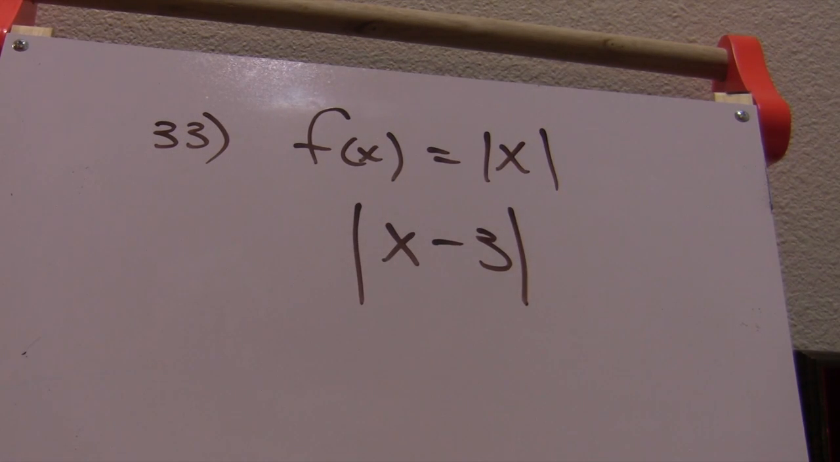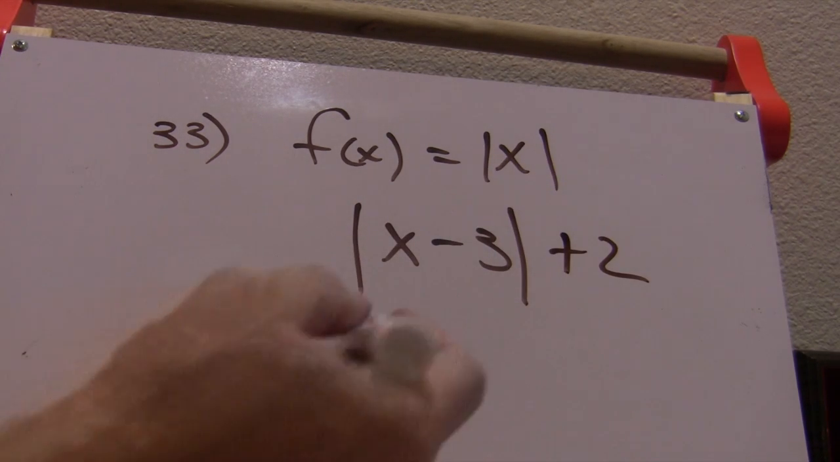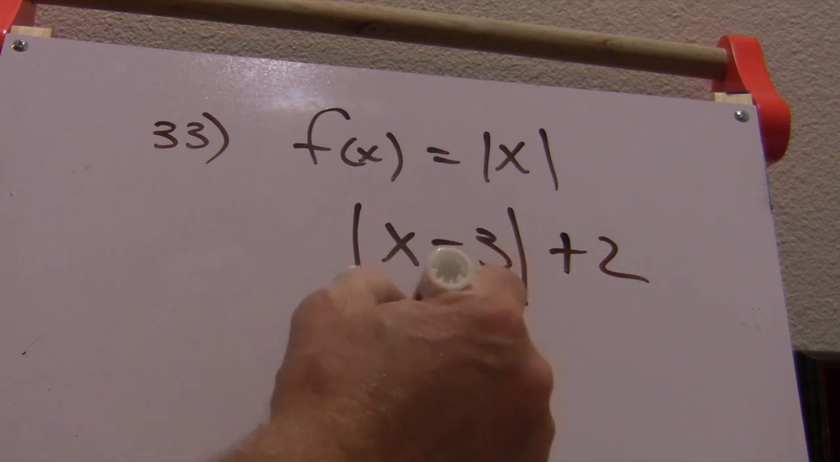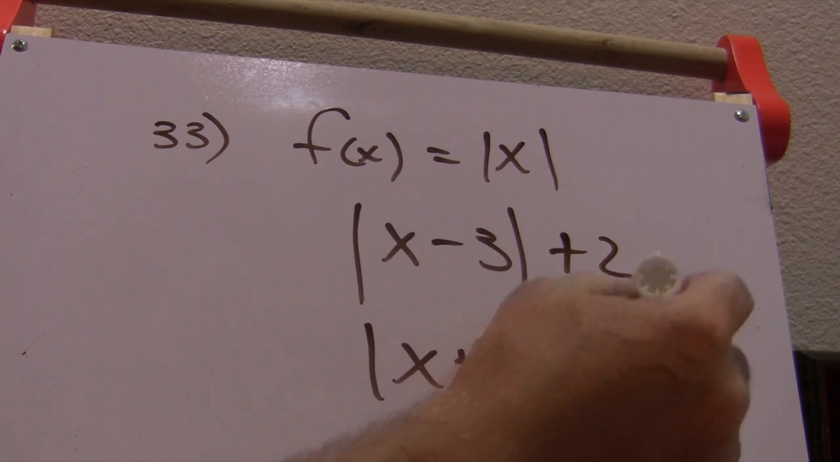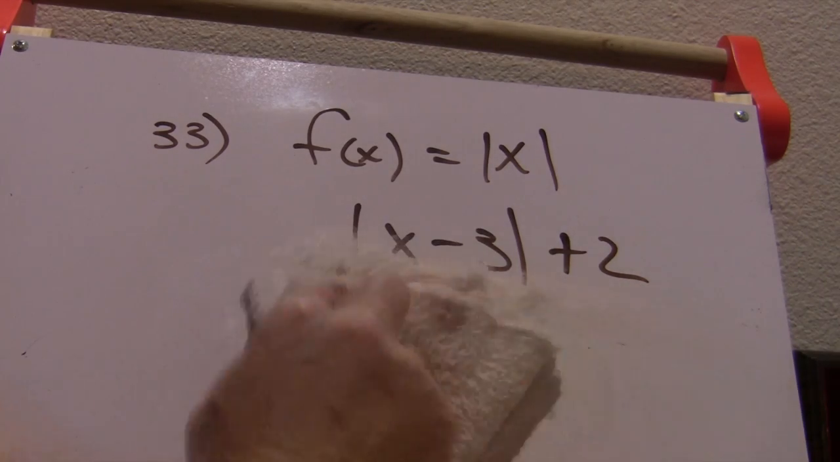And then it says 2 units up, which would affect the whole thing, so we put the plus 2 on the outside. Well, what they have is x plus 3 plus 2. So their mistake was, it should have been x minus 3. So it should have been subtraction and not addition, so that would be the first choice. 35.